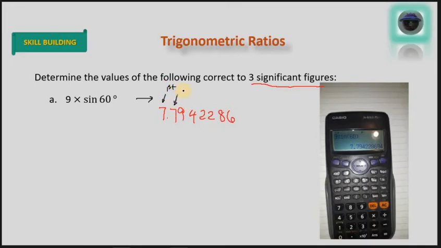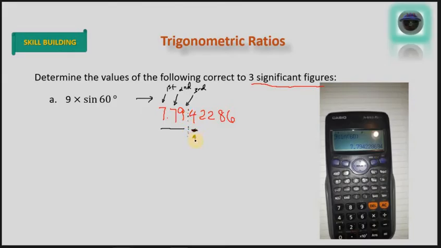The next digit is our second significant figure. Mind you, right after the first non-zero digit, even a 0 afterwards will be significant. So we have 7.7, and the 9 is our third significant figure. So what we want to do is to write from 7 right up to 9. But we always have to check the very next digit of those we're cutting off.